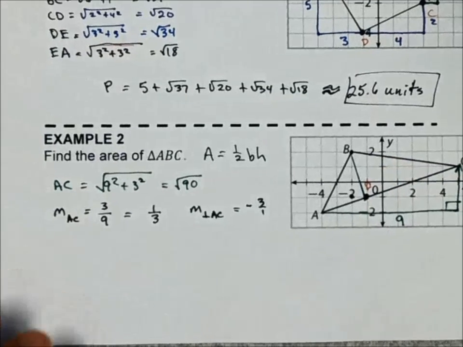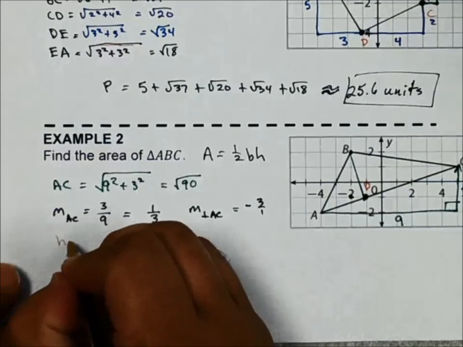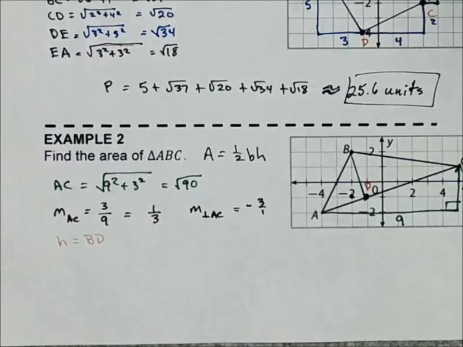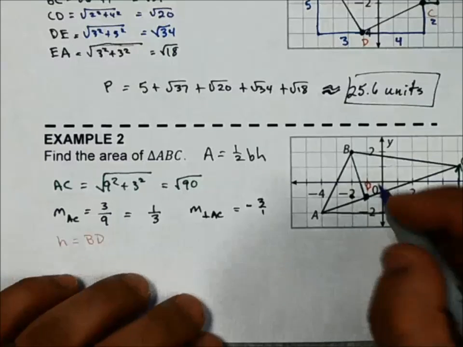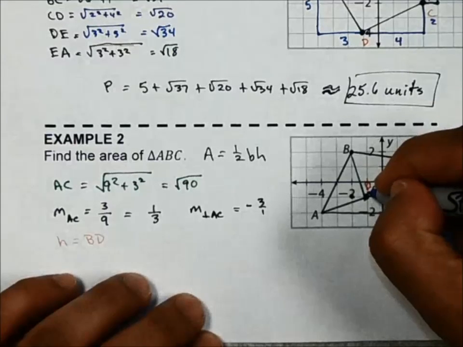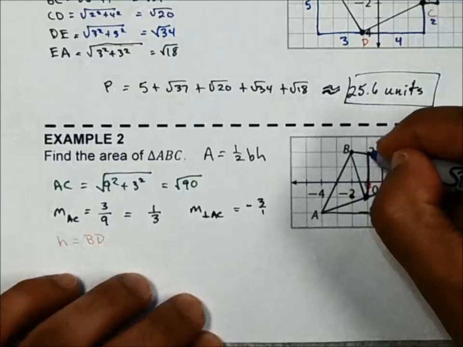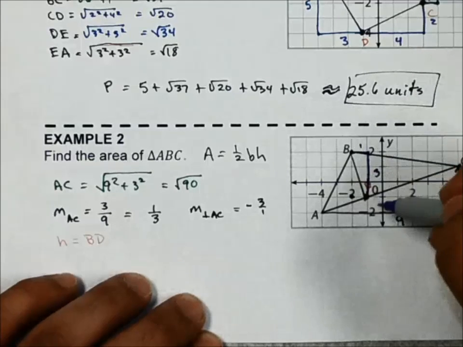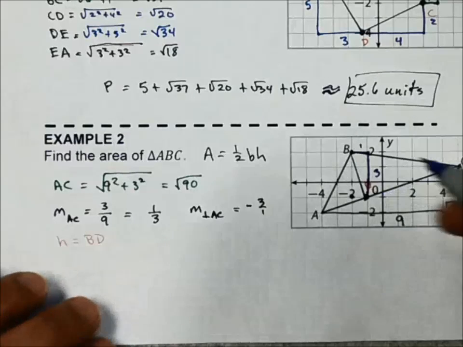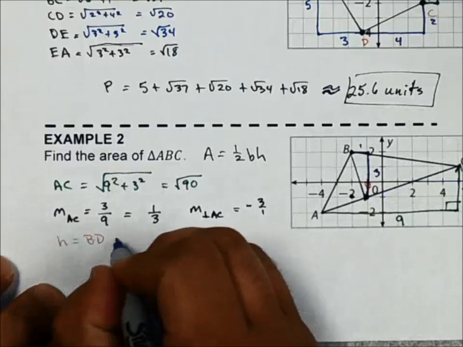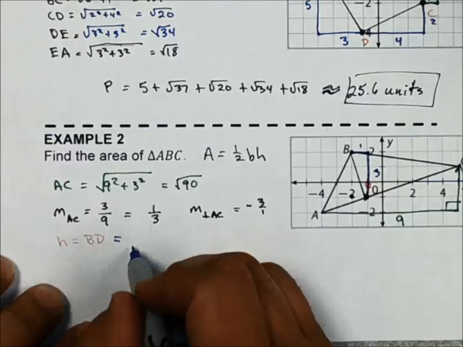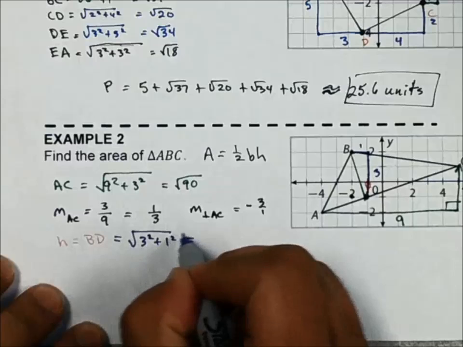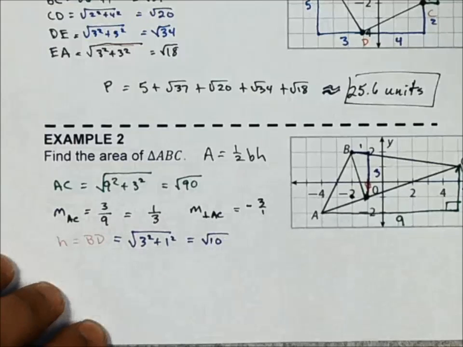So my height, I'm going to use that as BD. To me it's easier to use the Pythagorean theorem. So I'm going to go from here, I want to go straight up. That's going to be 3 units, and then 1 unit back. So then BD is going to be equal to the square root of 3 squared plus 1 squared. So that's going to come out to the square root of 10.